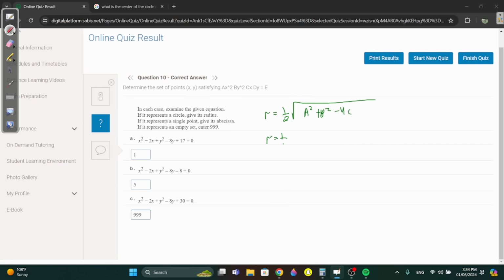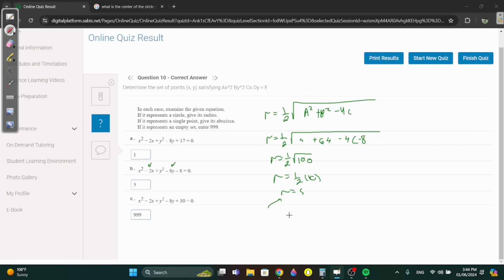So it's going to be half radical a squared, which is minus 2 squared, so it's going to be 4, plus b squared, which is minus 8 squared, so it's going to be 64, minus 4 times c, which is minus 8. It should be 32, 68, should be 100. Half radical 100, so it's half of 10, so it's going to be 5. Okay, the radius is 5.